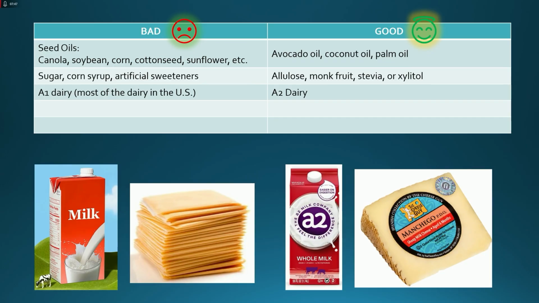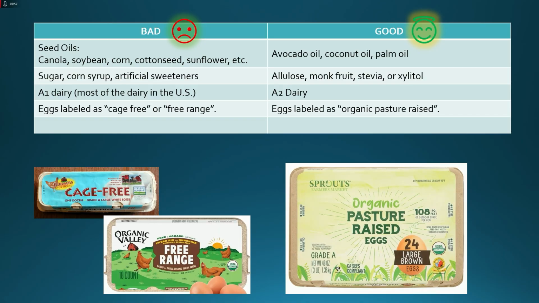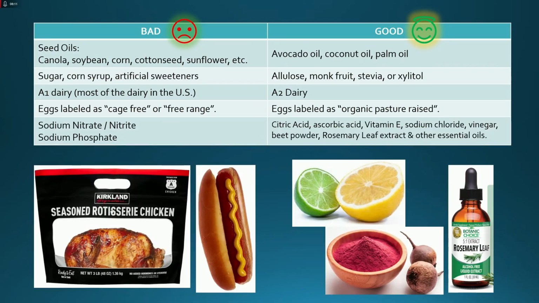On the bad side, we have A1 dairy, which is the vast majority of the dairy in the U.S. And on the good side, we have A2 dairy. On the bad side, we have eggs labeled as cage-free or free-range or conventional, of course. And on the good side, we have eggs labeled as organic pasture-raised. On the bad side, we have sodium nitrate or nitrite and sodium phosphate. On the good side, we have citric acid, ascorbic acid, vitamin E, sodium chloride, vinegar, beet powder, rosemary leaf extract, and other essential oils.